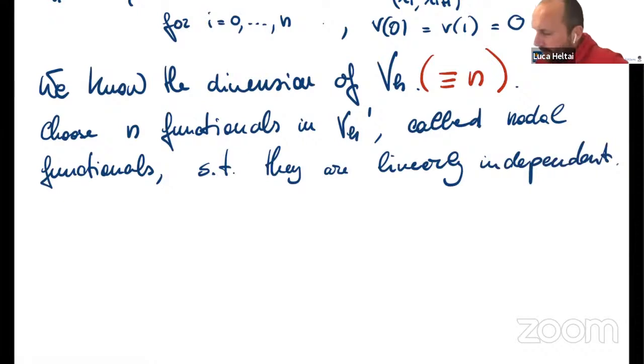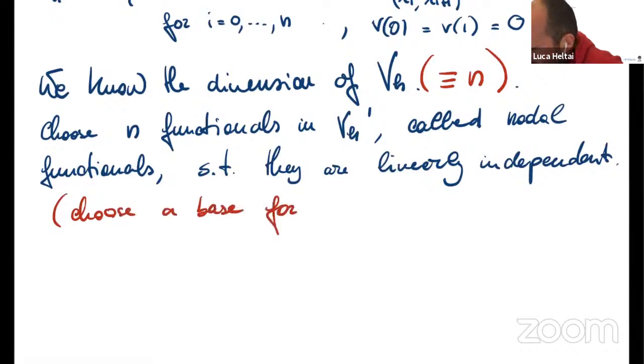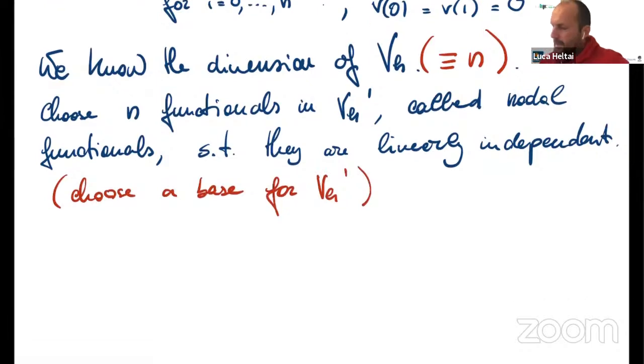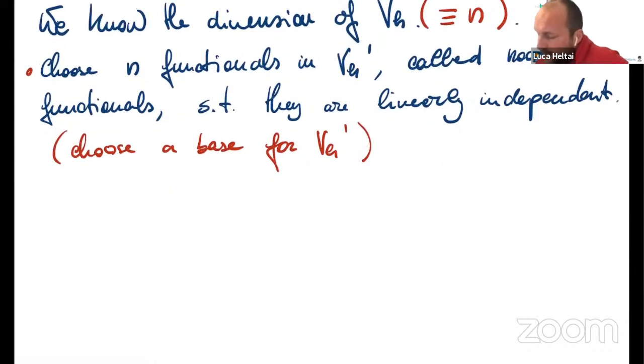So in other words, one chooses a base for VH prime. Okay. It will be clear in a second. So let me show you what is the type of basis one gets.